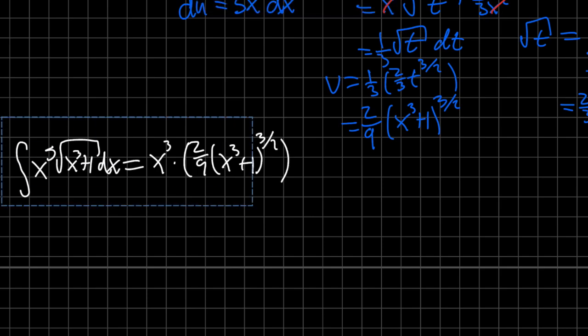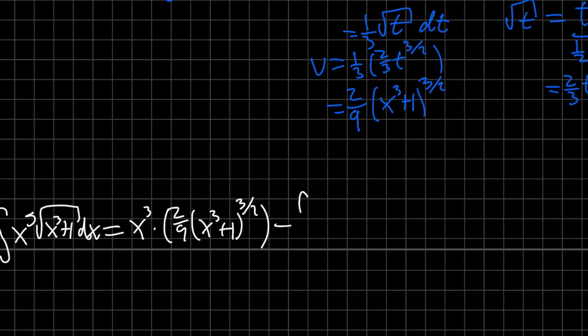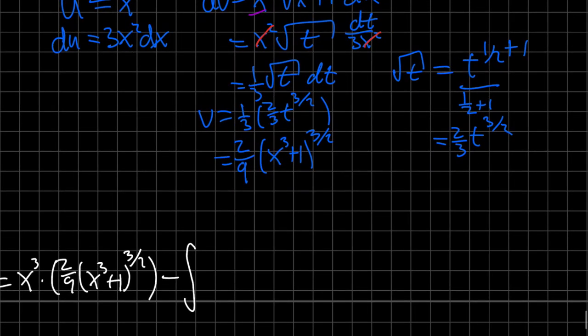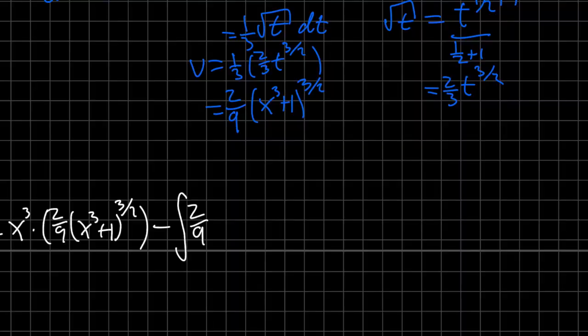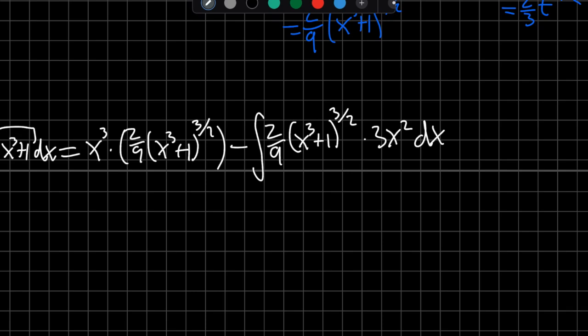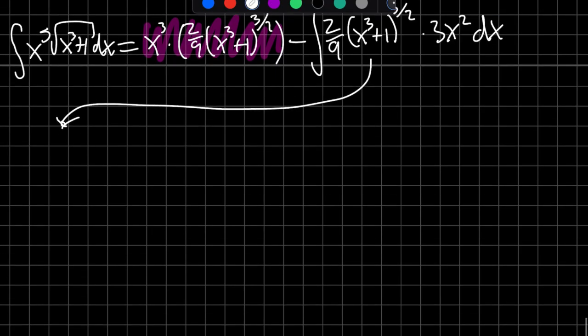Let's go ahead and move this down really quickly, right? And then we have minus the integral of v du. So our v is this 2/9 x cubed plus 1 to the 3/2 times our du, which is that 3x squared dx. So all this out here is done and dealt with. So this is part of our answer now. We need to deal with this last integral right here. And yes, it's getting pretty long, but this is a really good example to study on.